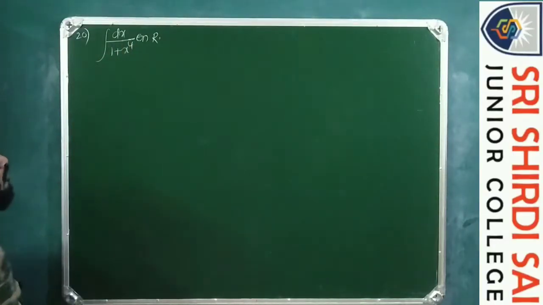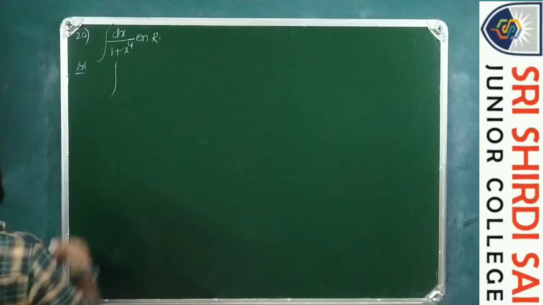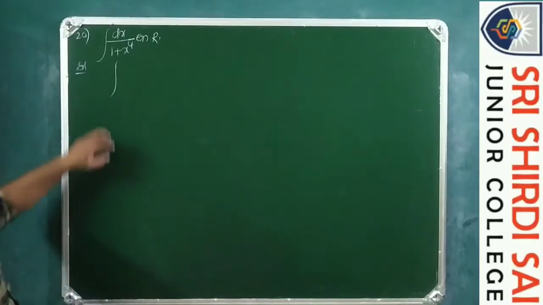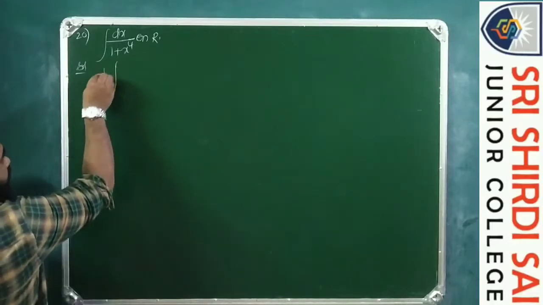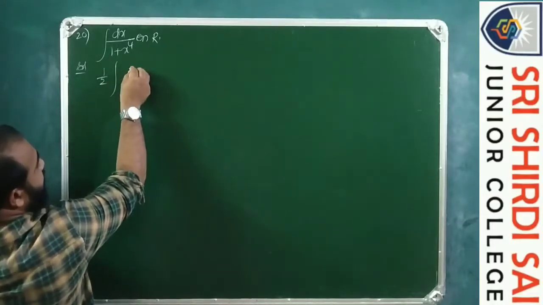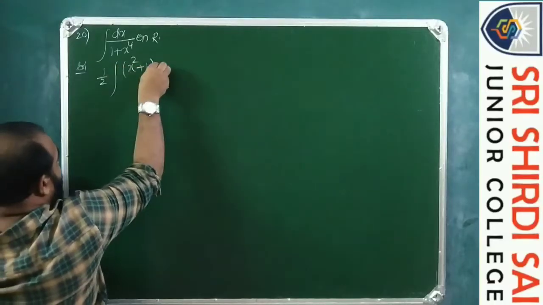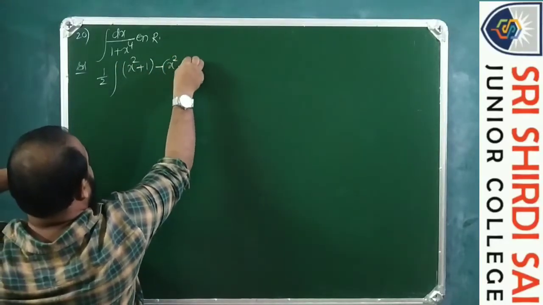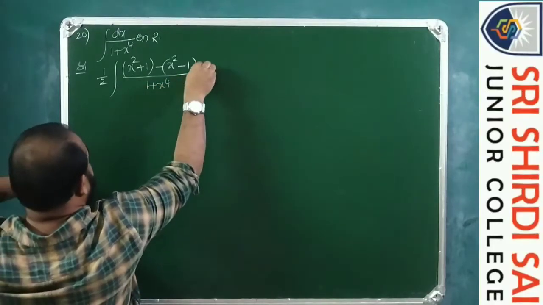This is the last question from exercise 6D. Integral dx by 1 plus x power 4 on real numbers. Solution. So this is, I will multiply and divide with a 2. So 1 by 2. So 2 dx. Instead of 2, I will write it as x square plus 1 minus of x square minus 1, by 1 plus x power 4 dx.